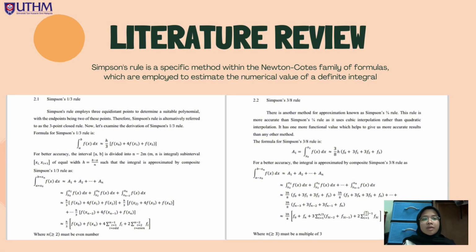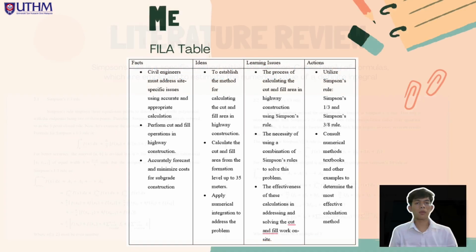Right now, I want to explain about the literature review. As we can see in the slide, there are two formulas that we can use, which are Simpson 1 over 3 rule and Simpson 3 over 8 rule. But the difference between these two formulas is that for the 1 over 3 rule, n must be more than 2 and must be an even number, but for Simpson 3 over 8 rule, n must be a multiple of 3.